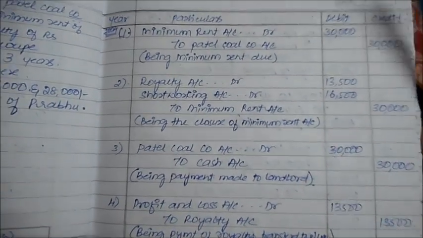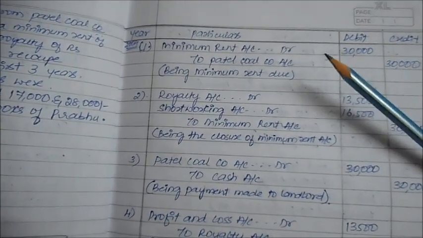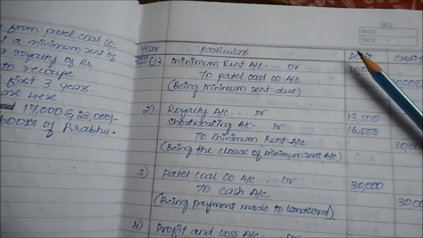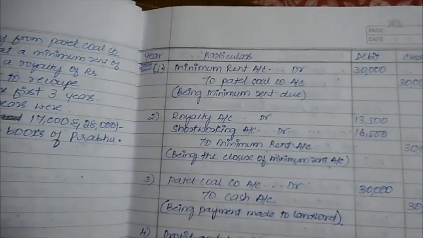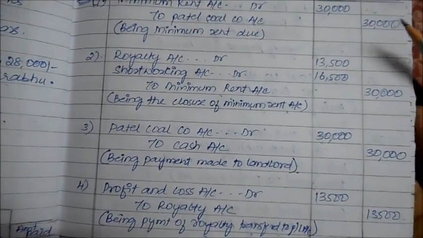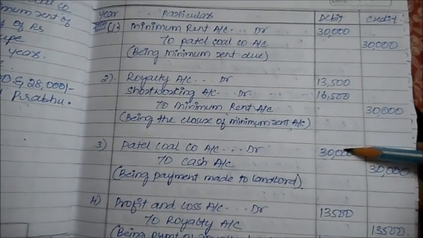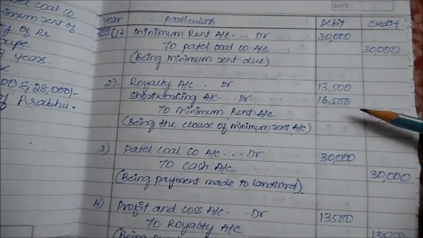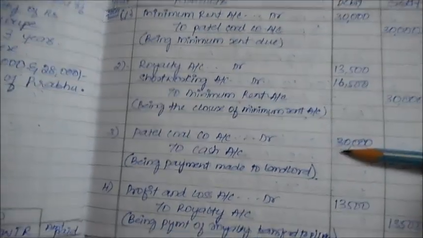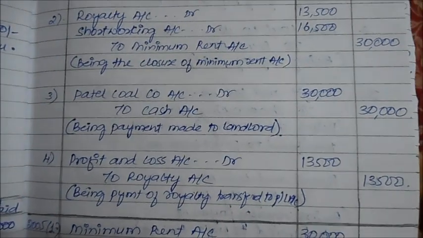Now because minimum rent is more, it is obviously understood that you are going to pay extra expenses in the form of short working. So this split you will have to show: royalty account debit, short working account debit, to minimum rent account. Then how much actual money are you going to pay in consolidated? This was due, division, and then payment. Due, division, and payment. So Patel Coal Company account debit to cash account, being payment made.